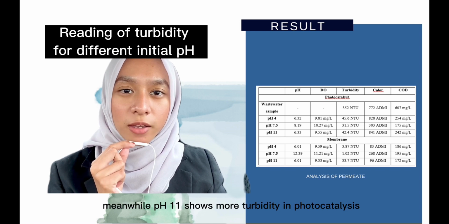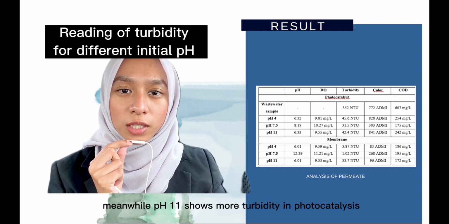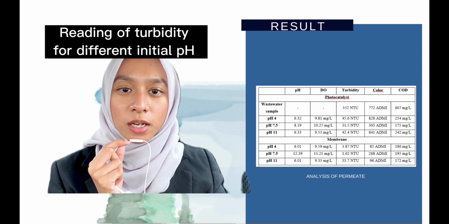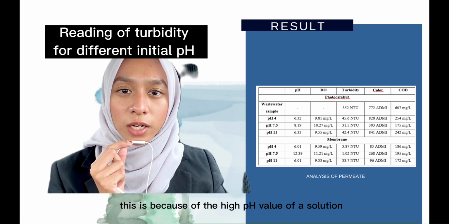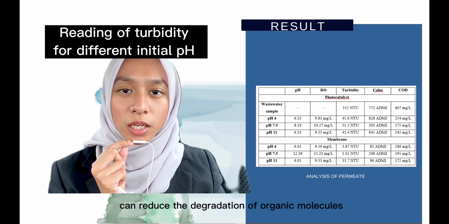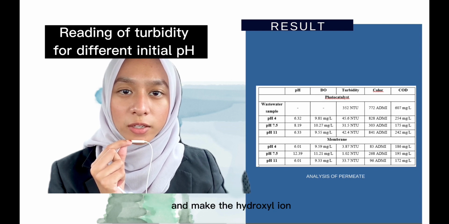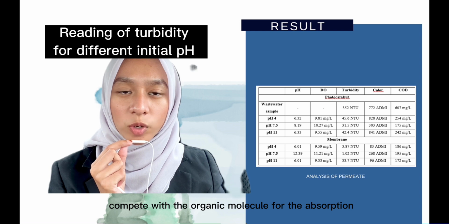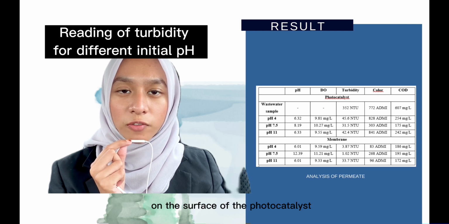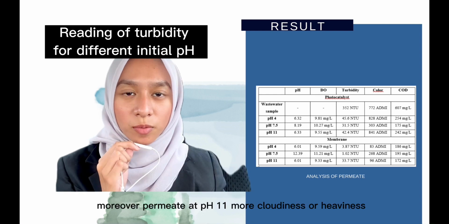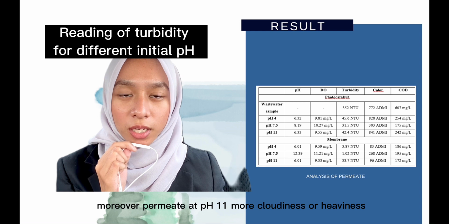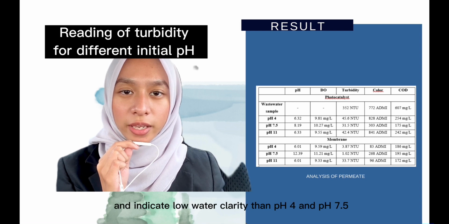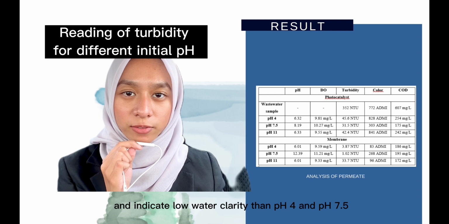Meanwhile, pH 11 shows more turbidity in photocatalysis and membrane process compared to the other two initial pH. This is because the high pH value of a solution can reduce the degradation of organic molecules and make the hydroxyl ion compete with the organic molecule for adsorption on the surface of the photocatalyst. Moreover, permeate at pH 11 has more cloudiness or haziness and indicates lower water clarity than pH 4 and pH 7.5.